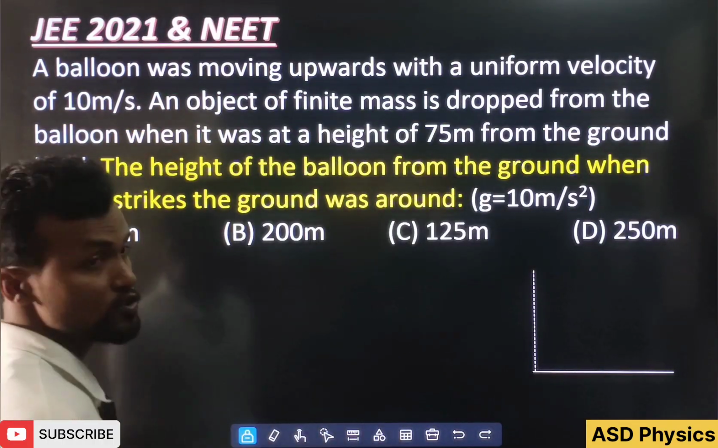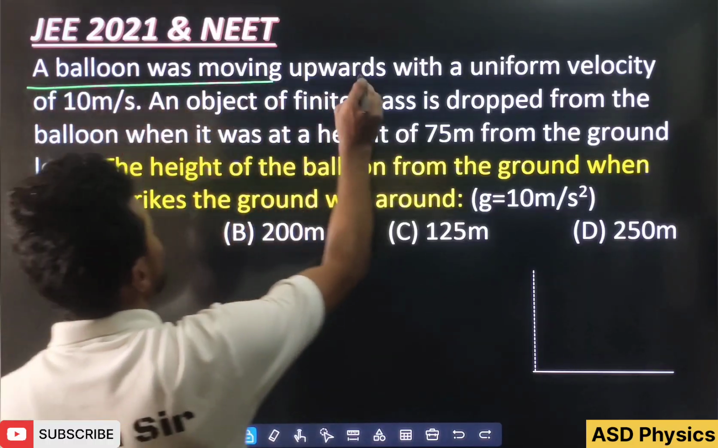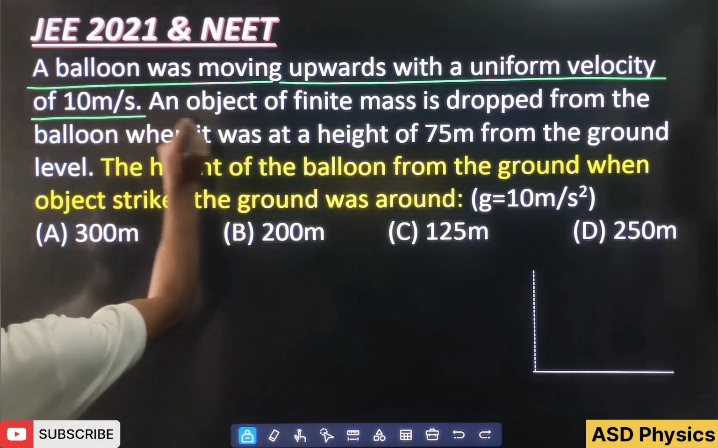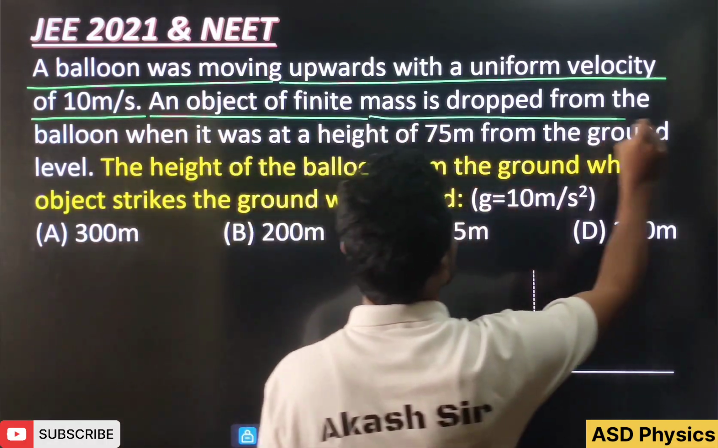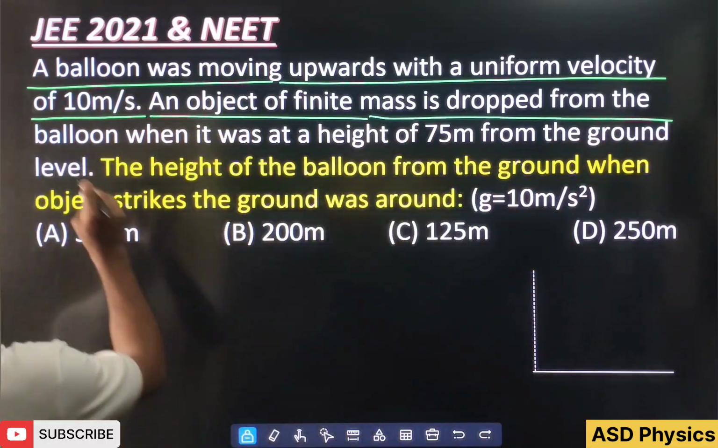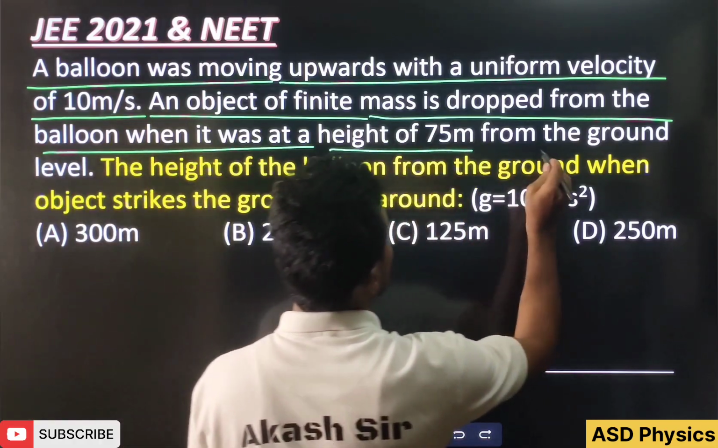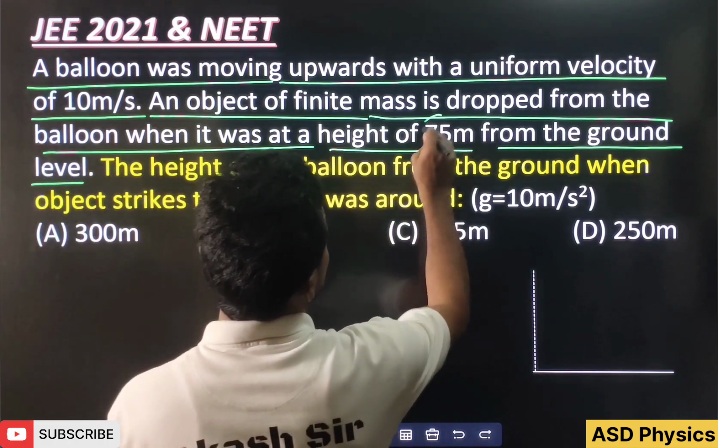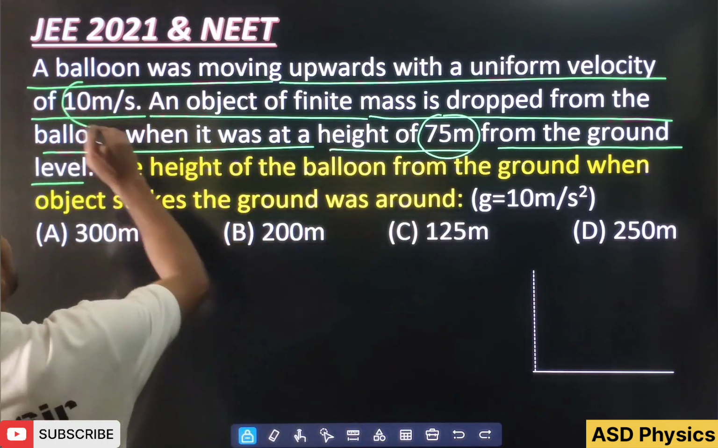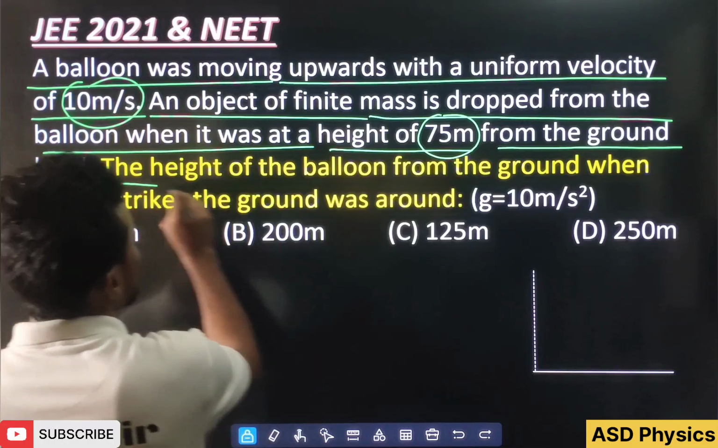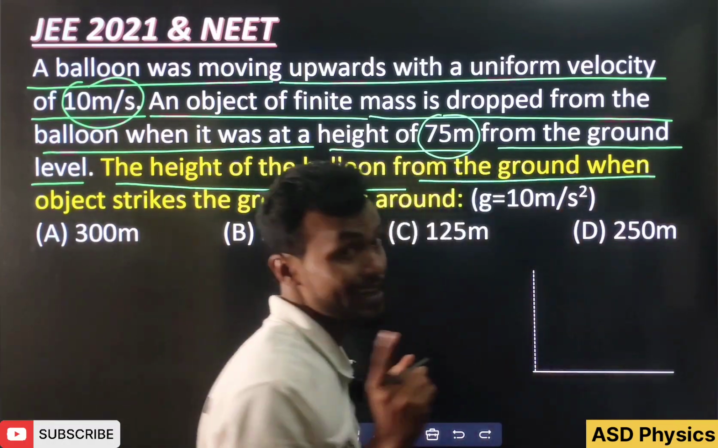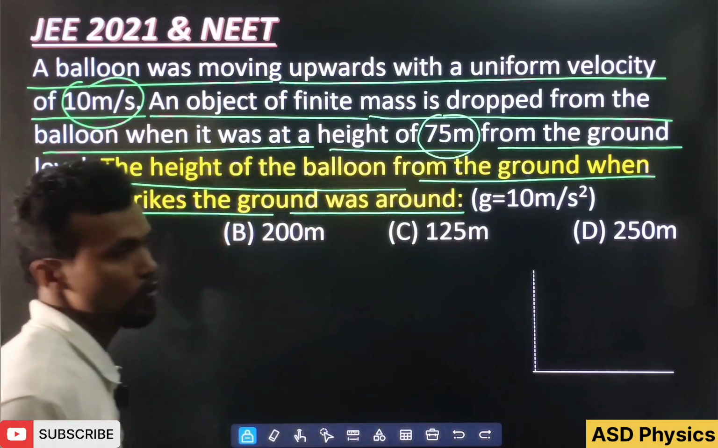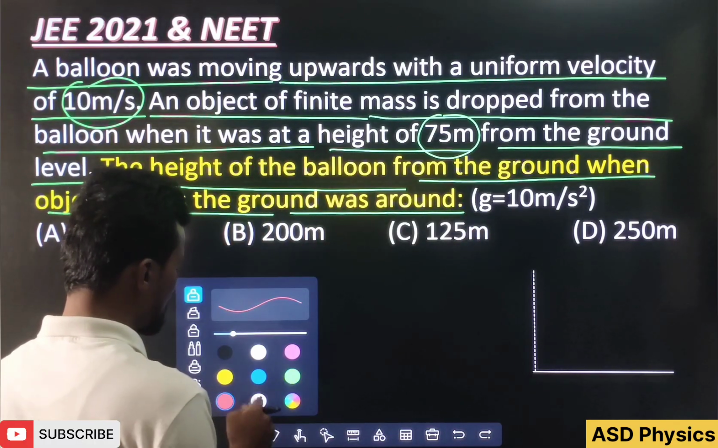Now students, the next question. A balloon was moving upwards with a uniform velocity of 10 meter per second. An object of finite mass is dropped from the balloon when it was at a height of 75 meter from the ground level. The height of the balloon from the ground when the object strikes the ground was around how much? Okay, so let's see here students.